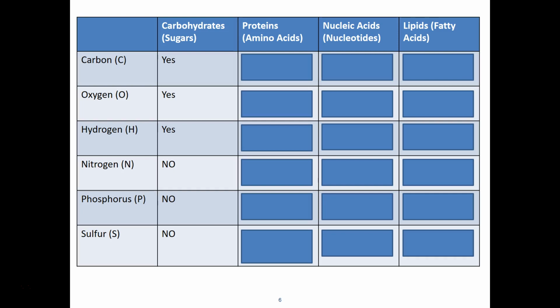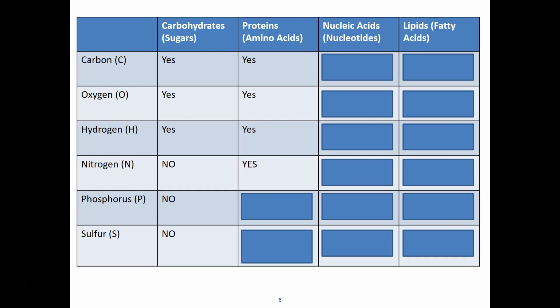Proteins, do they contain carbon? Yes. Oxygen? Yes. Oh, wait a minute, I skipped ahead. Hydrogen? Yes. Nitrogen? Yes, right? That amino acid component contains the nitrogen. Phosphorus? No. Sulfur? Yeah, that's unique to proteins, right? 2 amino acids have it. Cysteine and methionine. You need to know those two.